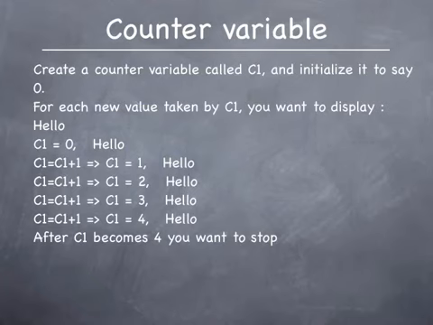We want to stop repeating the process of incrementing C1 and displaying hello on the screen. We can use the last value that was acquired by C1 to act as the terminator. That is, when C1 exceeds the value 4, we want to stop.